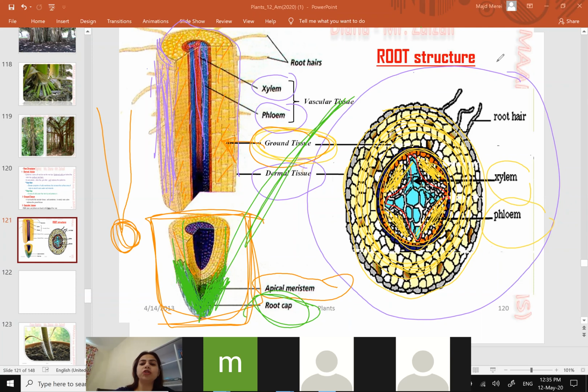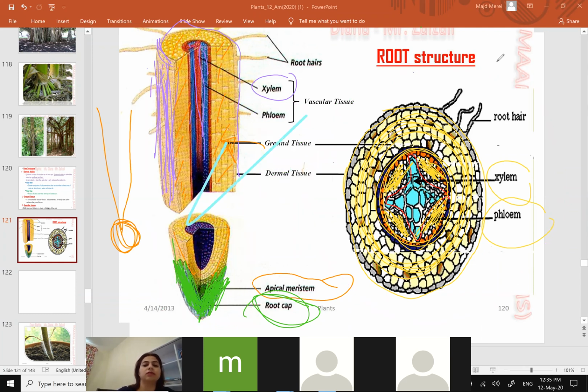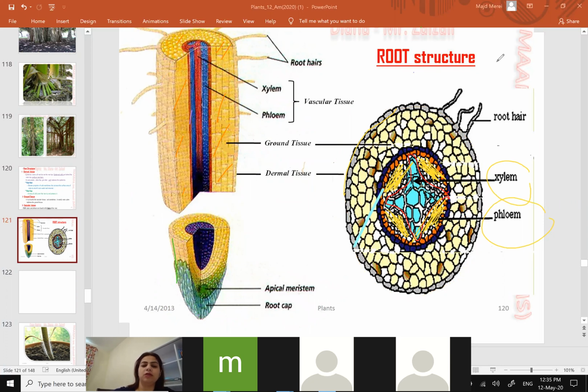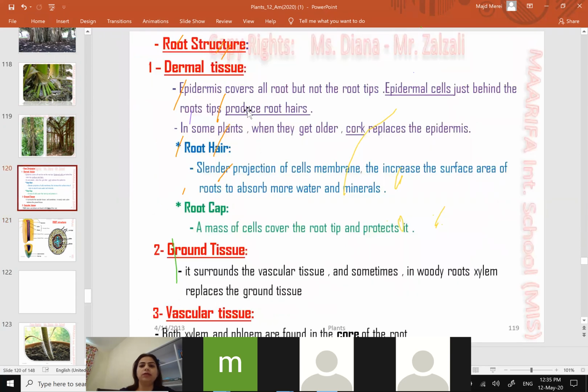Do you have any question? Let's turn back to the slide that describes the structure of the root.